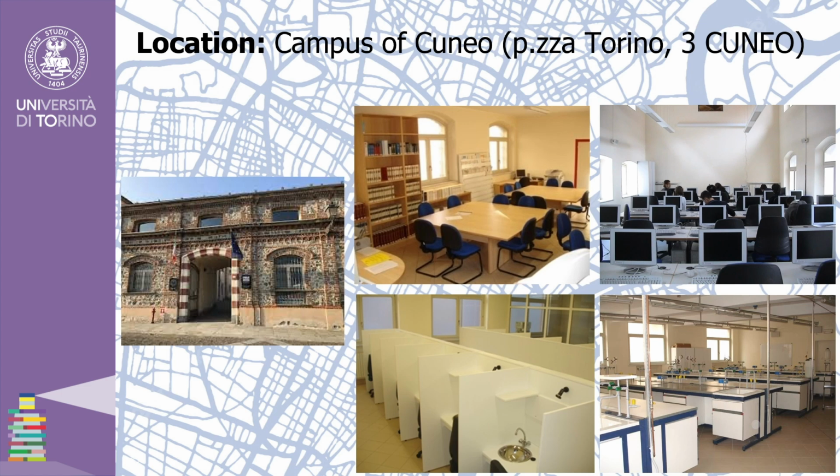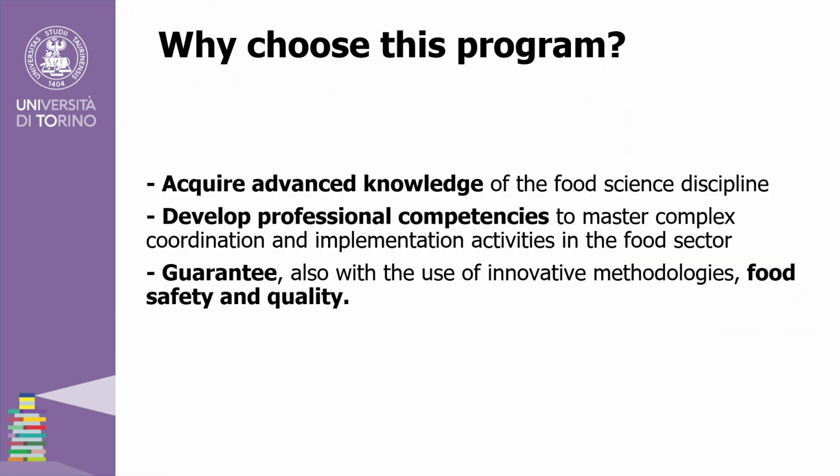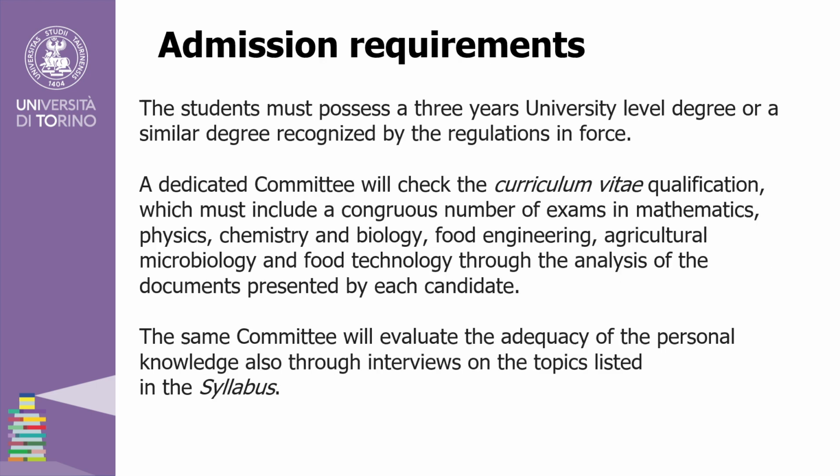You have here some pictures that are describing the scientific labs that we have, but also all the IT infrastructures and the libraries. The food science and technology degree is important for you to acquire advanced knowledge in the food science discipline, to develop professional competencies in the food sector, and also to guarantee food safety and quality.